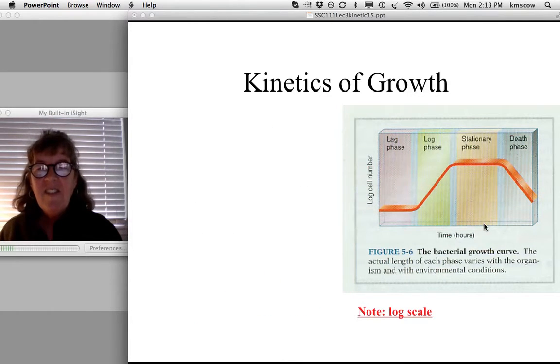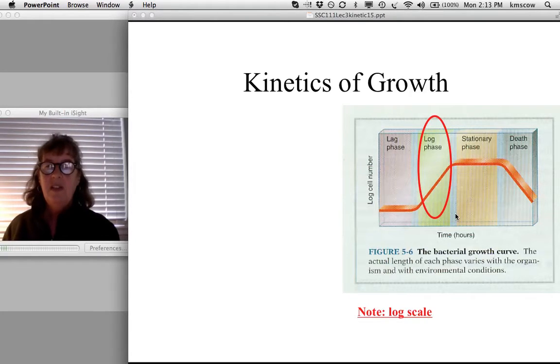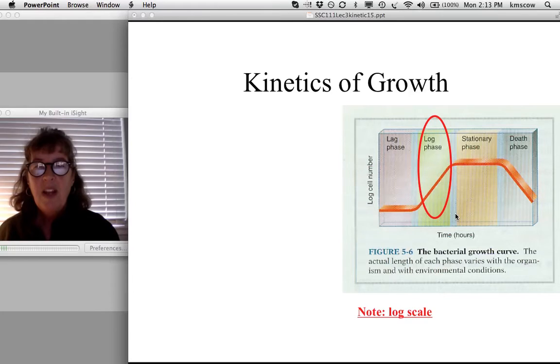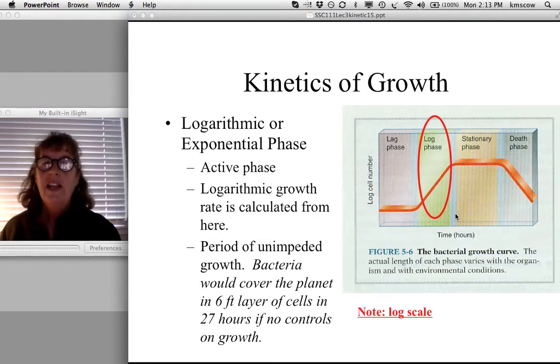Okay, the second phase is the log phase. This is the exciting phase where, remember, it's a log scale, so the organisms are growing exponentially. This is, again, more relevant to bacteria and archaea. This logarithmic or exponential phase is the active phase of growth, and it's from this phase that the logarithmic growth rate and the rate constant are calculated.